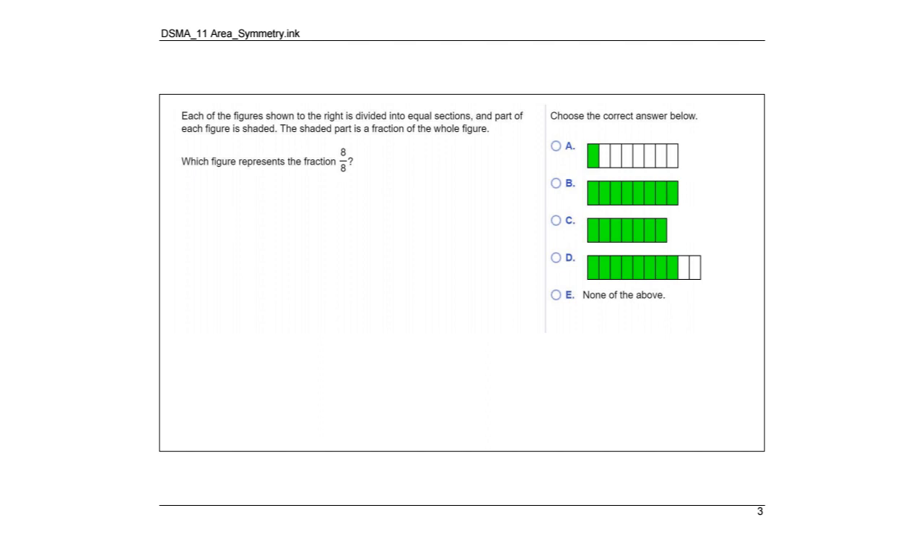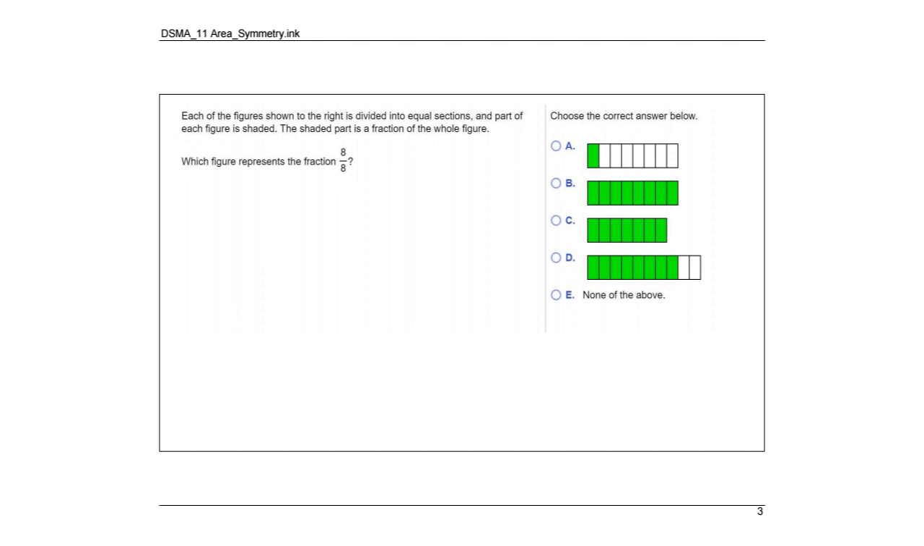Okay, for this one, they want to know which figure represents the fraction 8 out of 8. So we want 8 shaded out of 8 total. So of course, the first one's not going to work. That's 1 out of 8. The second one looks good. If you count those boxes, you have 8 boxes out of 8 boxes. I think I have that right.